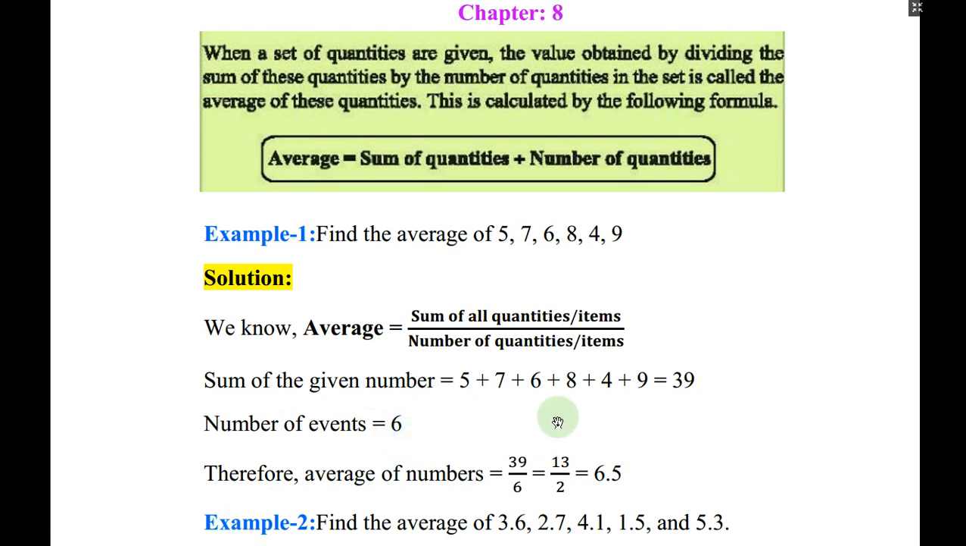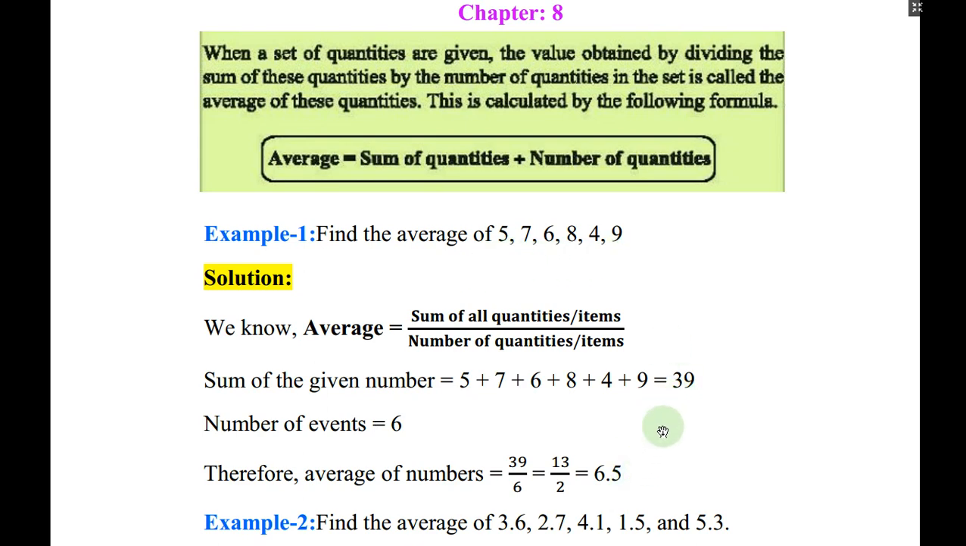So now according to the formula we will divide this sum by the number of events. So 39 divided by 6. So it will be the average, and if you reduce 39 divided by 6, 39 divided by 3 will be 13, 6 divided by 3 will be 2, and 13 divided by 2 will be 6.5. So 6.5 is the average of these given numbers.